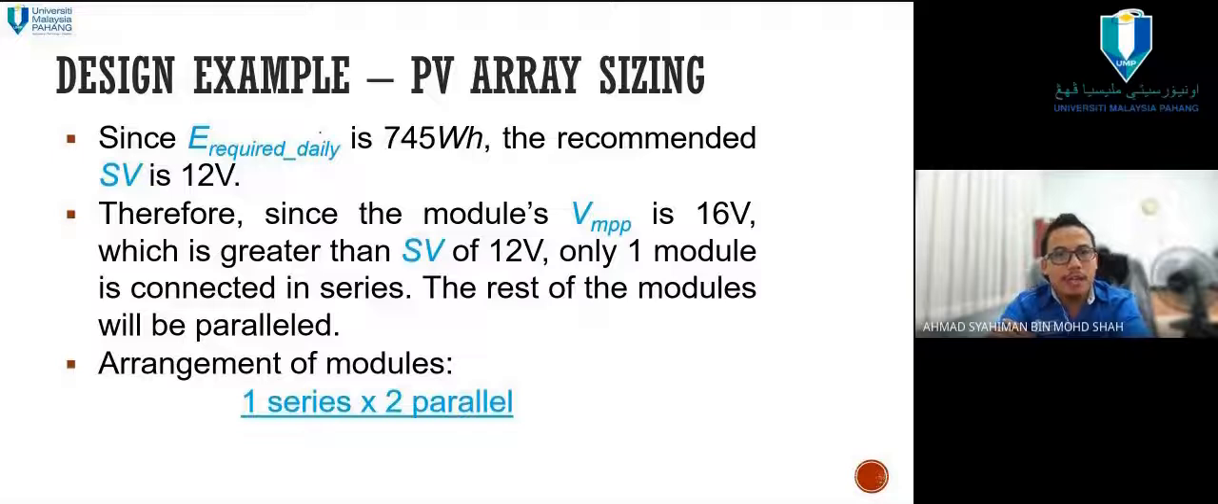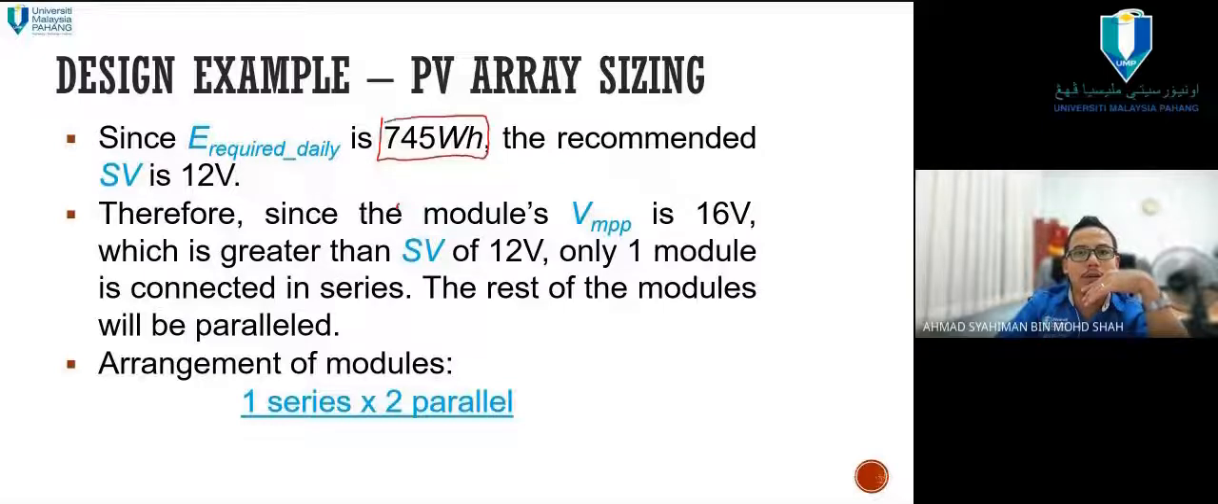Since E required daily is 745, I'm still using the same example from the beginning. I still use the 745 watt hour of E required daily, the energy demand that we need, after considering all the efficiency of the inverter and system efficiency. The recommended system voltage we know already is 12 volt. This one no argument.